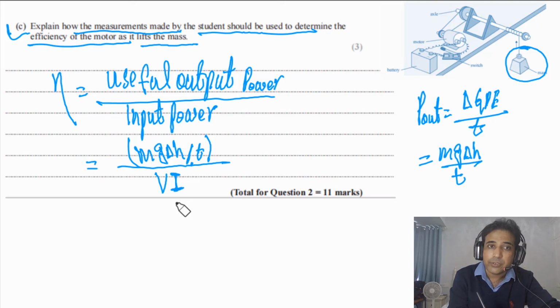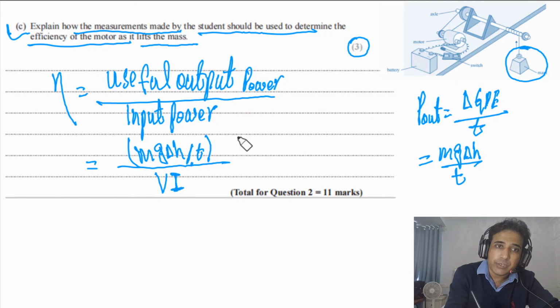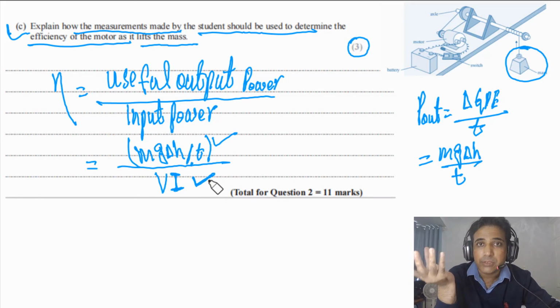If you write this one, you will get 3 marks for this question. These marks are very easy to get. Simply if you understand what is efficiency, that is equal to useful P out over P in. We have useful P out, and this is power in, meaning input power, and we can find the efficiency.